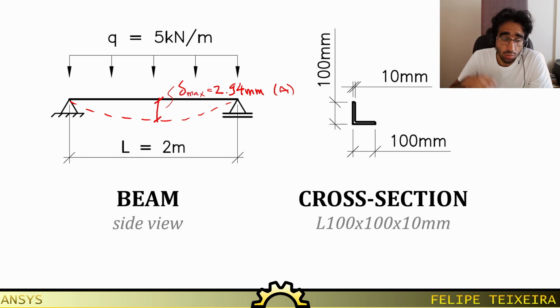In ANSYS, we're gonna do pretty much the same we did here. So I'm gonna create a line which is gonna represent the axis of the beam, and then I'm gonna create a cross section with the shape of the L, and I'm gonna associate the two. I'm gonna say this cross section should be applied to this axis. Then I'm gonna create the boundary conditions, supports on both ends, and I'm gonna apply the loads. That's basically what I'm gonna do in ANSYS, and then we're gonna see if I get the same deflection results.